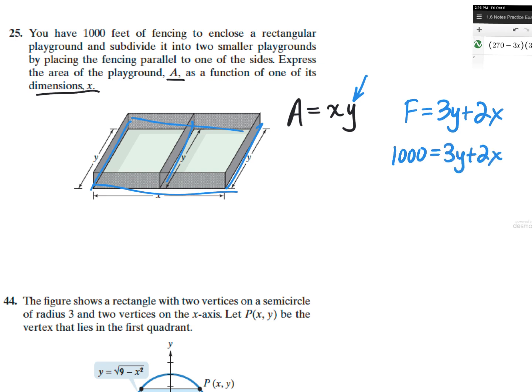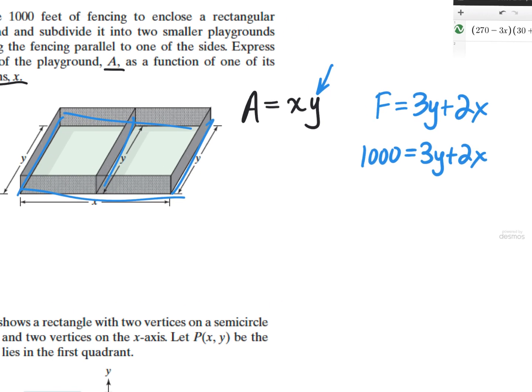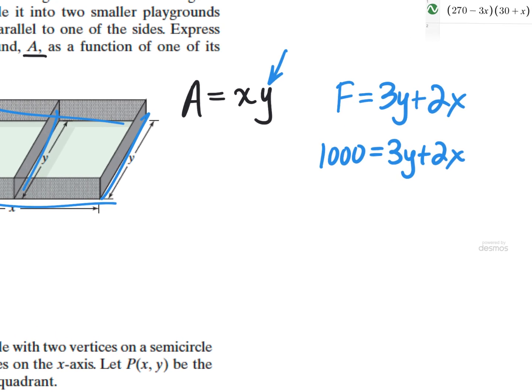Now, if we want to get rid of that y in our area function, we need to solve for y in our fencing problem, what you're seeing in blue at the right. So we're going to subtract 2x and divide by 3. So y will equal 1,000 minus 2x, all divided by 3.